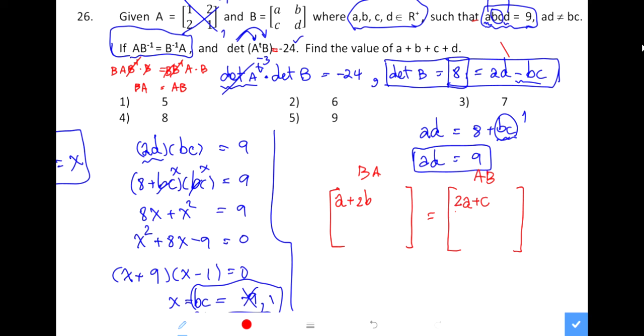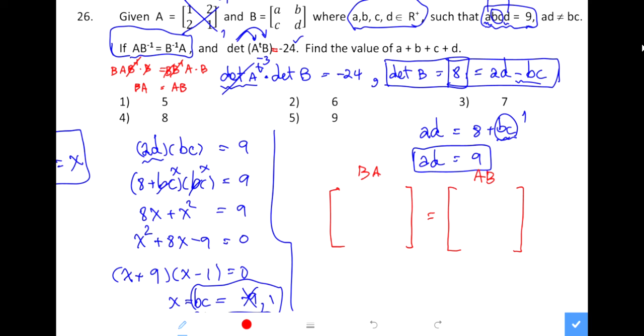Okay, BA is equal to AB. Hey, something is not okay, right? A times B, 1 times A is A, 2 times C is 2C. Ah, stupid me. I'm going to have to write this one again, because I made a mistake. So it should be like this. Sorry for wasting your time.